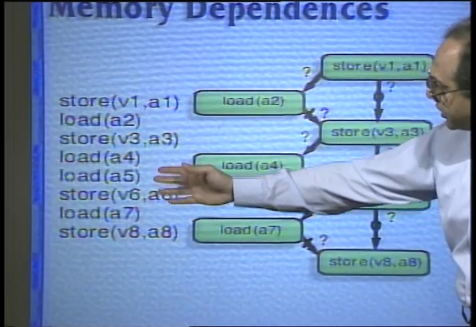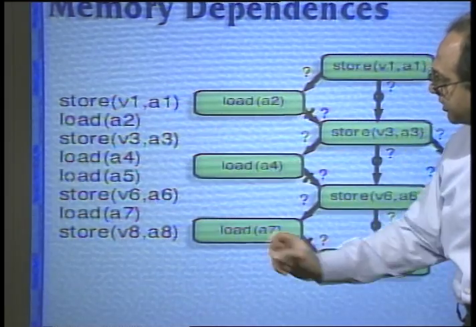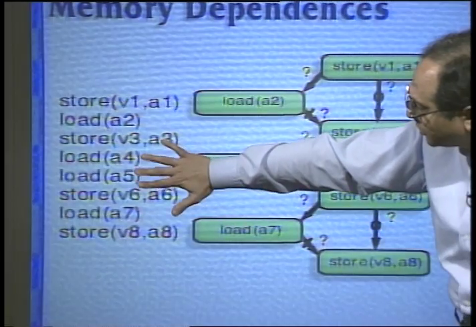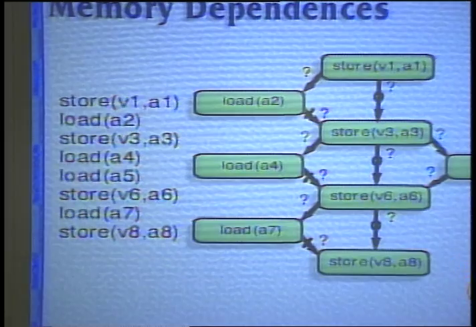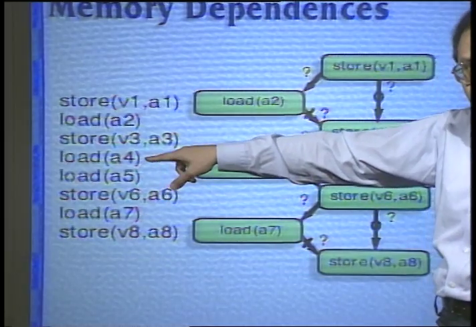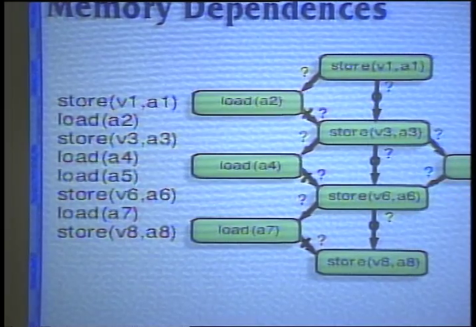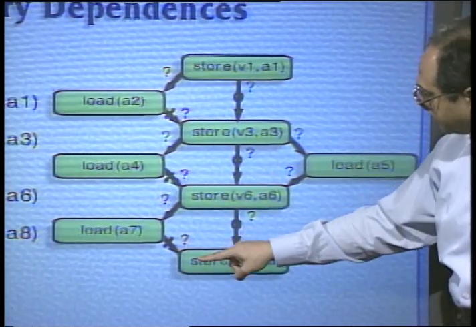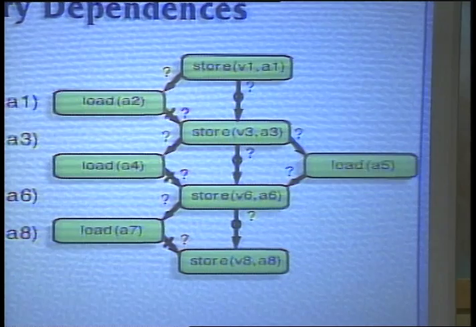Now, in this situation where we have no information about whether the addresses are equal or not, there is little parallelism that can be found, except over here where we have two loads that are sandwiched between these two stores. And these two loads can be made independent of one another. So the dependence graph that we get looks like this. There's essentially a serial dependence that runs through all of them, except that these two loads are in parallel.